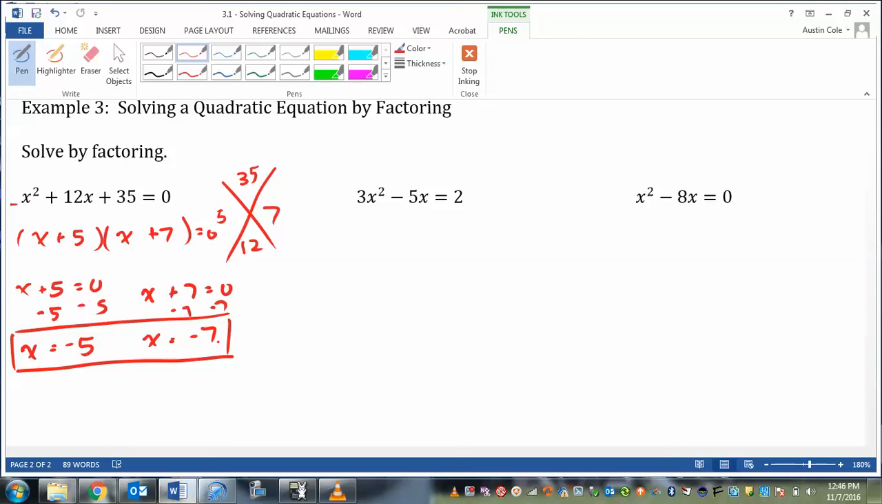Okay, this one's not equal to 0, is it, Tony? No, so what should we do first? How do we do that? Minus 2 over, yep. So we're going to get 3x squared minus 5x minus 2.